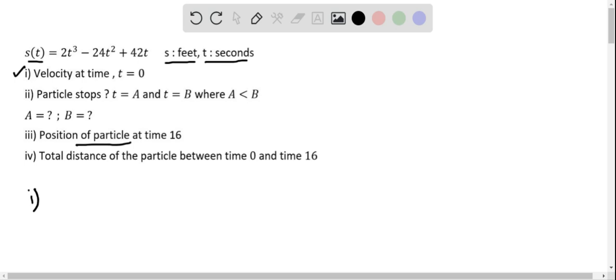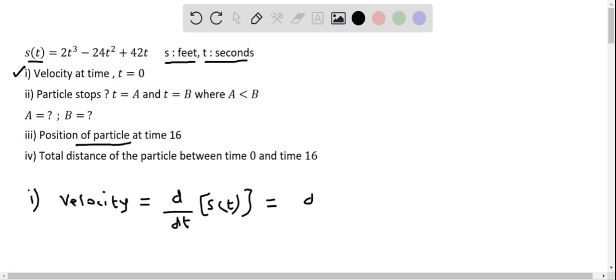First, we have to calculate the velocity. We know that the velocity of a function is given by the derivative of the position function. So this is equal to d by dt of s of t. We have to find the first derivative of the position function, which basically gives us the velocity. So I can replace the s of t with the given function, that is 2t cubed minus 24t squared plus 42t.